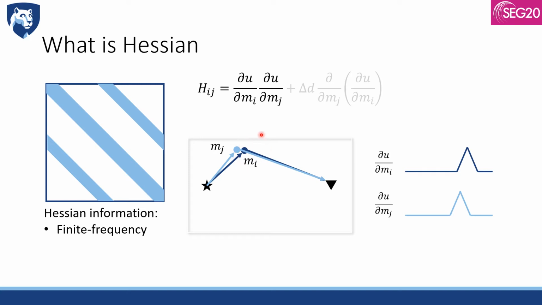Then let's talk about what kind of information is carried by the Hessian matrix. As we just mentioned, we can tell how the scattered waves generated by neighboring points correlate with each other, so we have the information of the finite frequency effects in the Hessian. Now let's consider the case when Mi and Mj are the same points, namely the diagonal element. If we move this point right here, on the trajectory between the source and the receiver, check out the waveform.